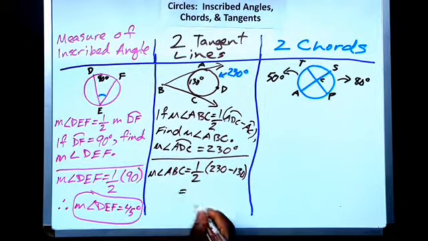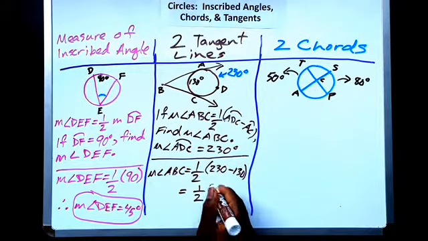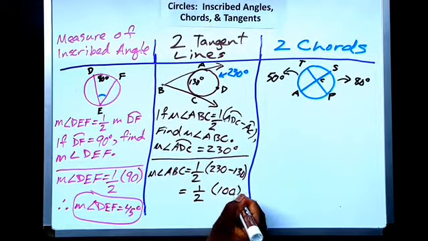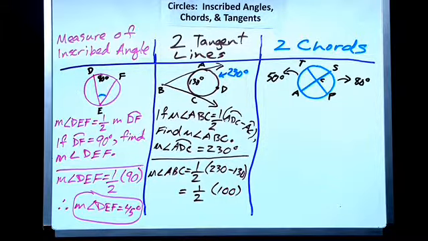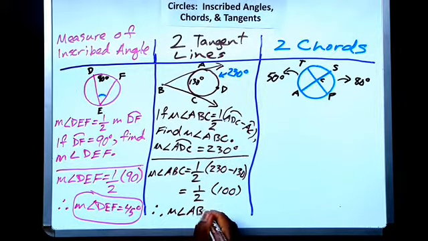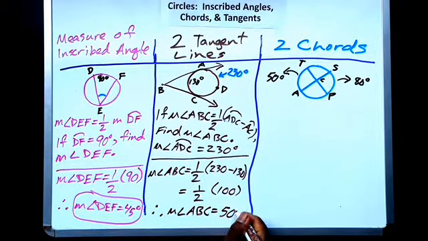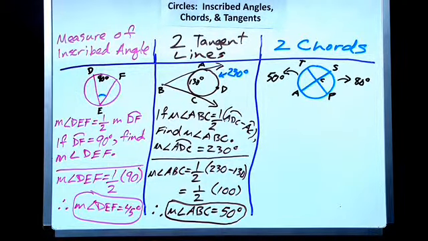So then what do we get? We get 1/2 times 100. 230 minus 130 is 100. Therefore, when we take half of 100, we get 50. Therefore, using that again, the measure of angle ABC equals 50 degrees, which is half of 100. So we found the measure of angle ABC in the case where you have two tangent lines.